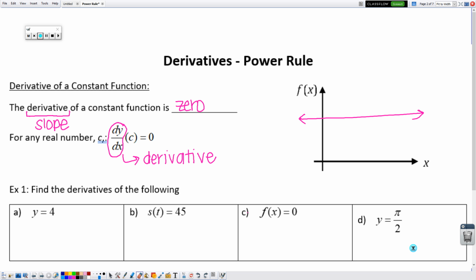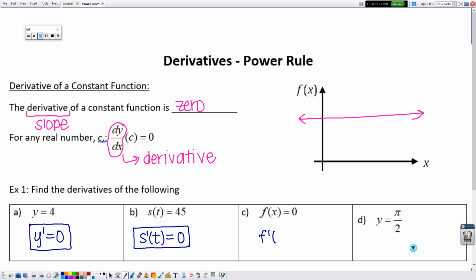Now, I will tell you, this seems like a silly exercise because all of these are just numbers. But I want you to practice with the notation of it. So with the notation, you're going to go y prime equals 0. Okay, then you're going to go s prime of t equals 0. That's just the derivative of that function is 0. F prime of x equals 0.